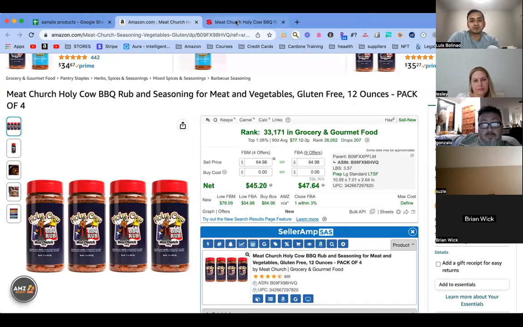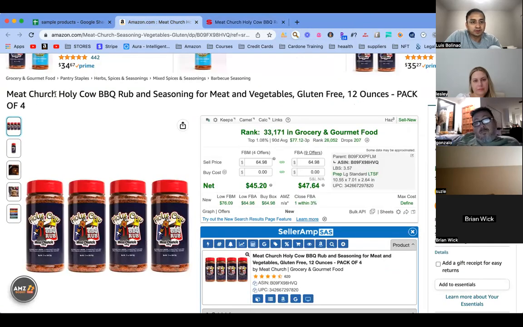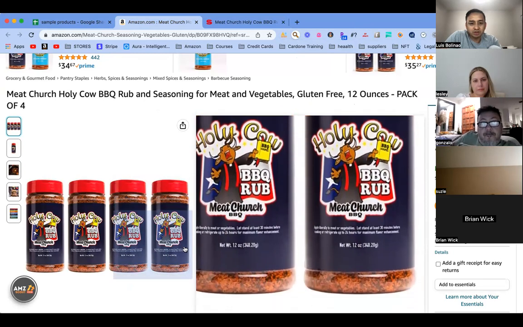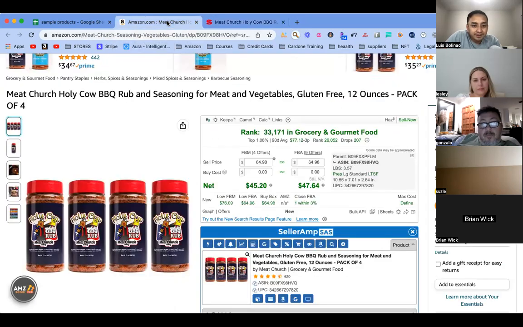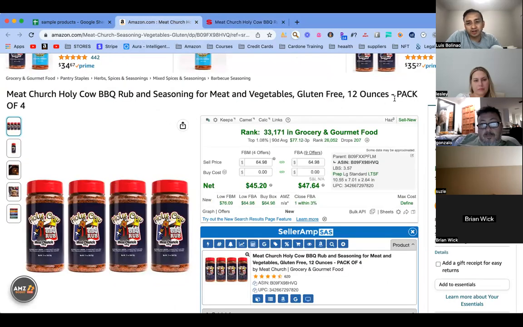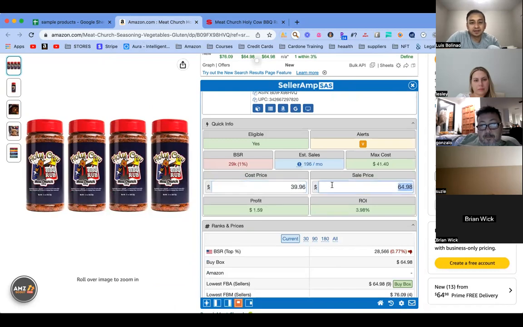I'll show you guys later if there's an example, but yeah, this one, Meat Church, Holy Cow, Barbecue Rub. Rub and seasoning for meat and vegetables. Is it the same? Barbecue Rub, Meat Church, Barbecue Rub. Same, right? I'm starting to get cross-eyed, so all right. So $10 times 4. Is it 4? Yeah, pack of 4. So 10 times 4 is 40 bucks.